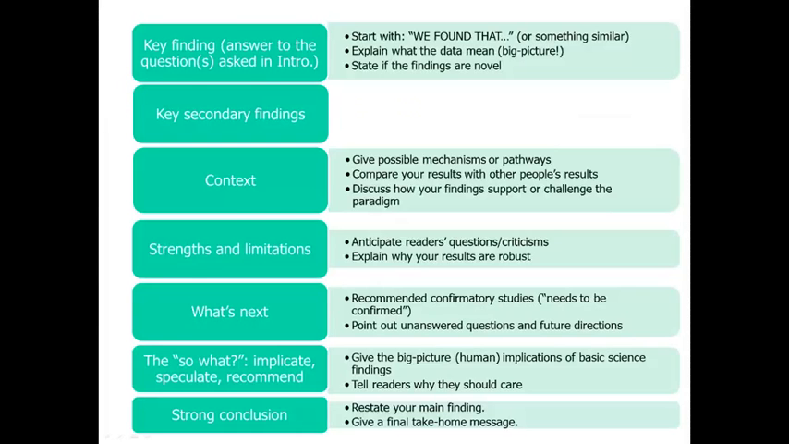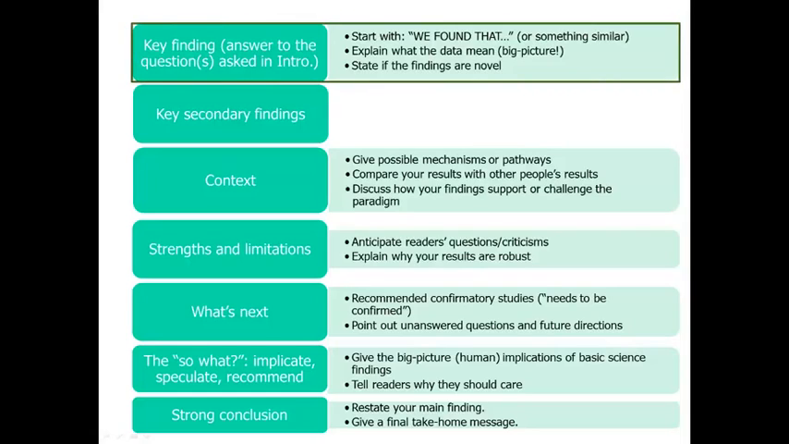So here's one way of organizing the discussion. Here are the elements that most discussion sections will contain. Of course, it's a little bit discipline specific exactly what goes in that discussion, but I'm giving you a fairly general picture here. So again, you want to start the discussion section with something like, we found that, and then you answer the question that you ended with in the introduction section, what your aim was or what your hypothesis was. What did you find relative to that hypothesis? You're going to explain what the data mean at that very high level. Give the big picture of what my results mean.